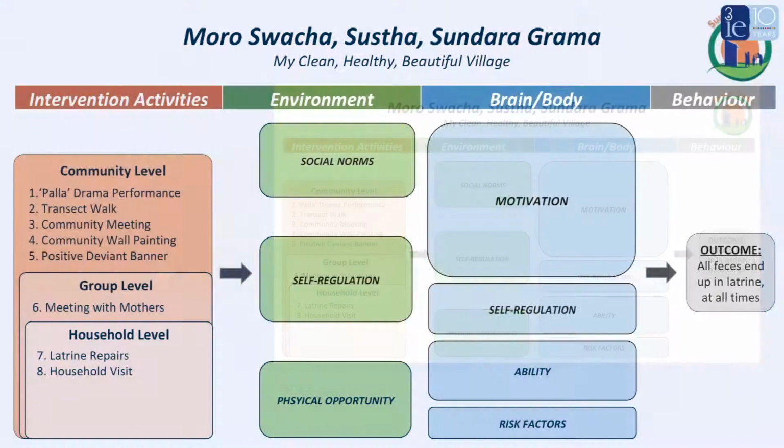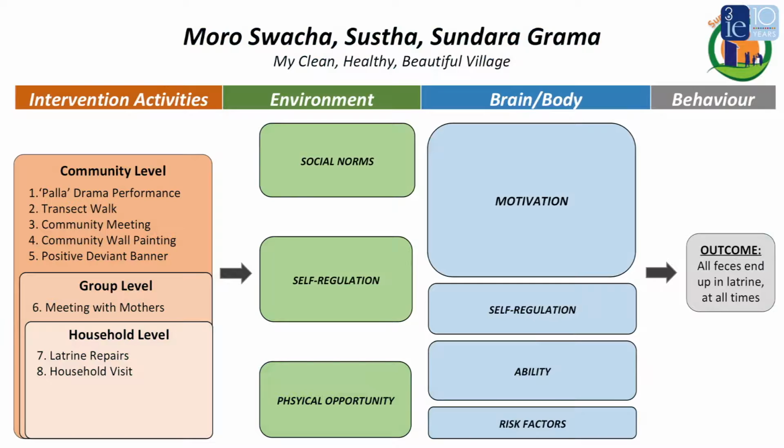So this is the theory of change for our intervention. We have our intervention activities on the left. We have that behavior-centered design theory in the middle, where we have what components of the physical and social environment are we trying to change, what part of the brain state are we trying to change, and then, of course, our behavioral outcome. And our intervention is called Sundaragrama, which in Oriya means beautiful village, and that's because it's a shortened version of our intervention motto, which is my clean, healthy, beautiful village.